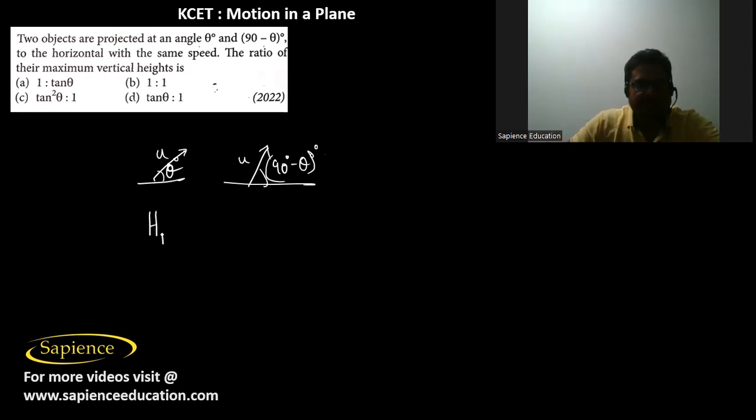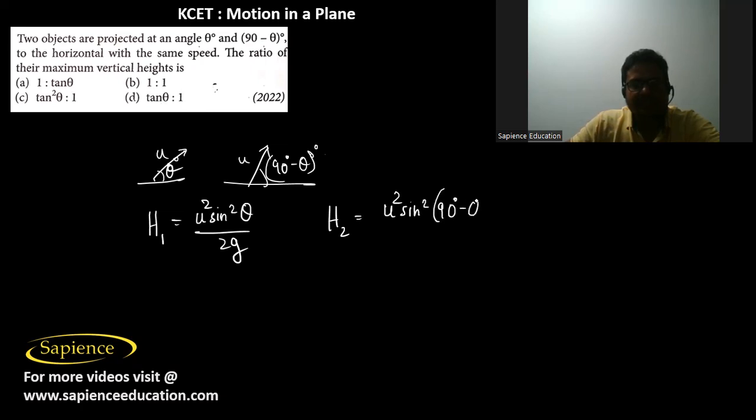So the maximum height for the first case, when the projection angle is theta, is u square sine square theta by 2g. And the maximum height for the second case will be u square sine square of 90 degree minus theta by 2g. So this will be u square cos square theta by 2g.